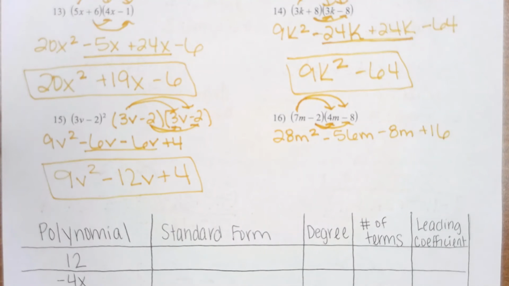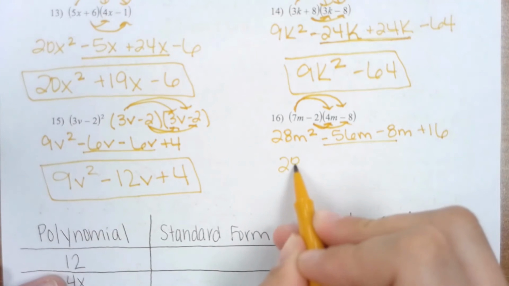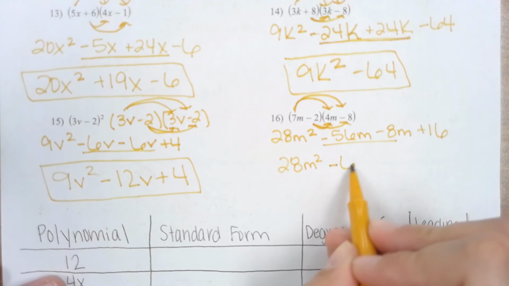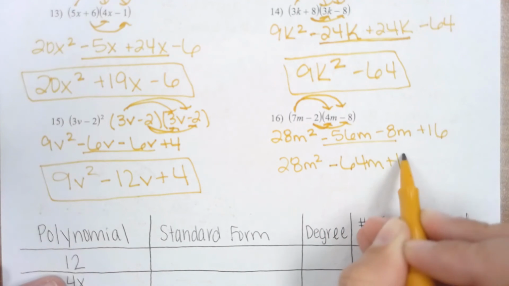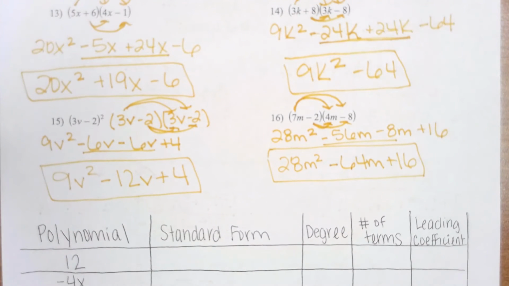And then again, you're just combining your like terms. So this negative 56 minus 8 will give us a negative 64m. And then we'll just attach that plus 16. Okay, so those are your answers. So good job if you guys got that right. If not, please fix your mistakes.